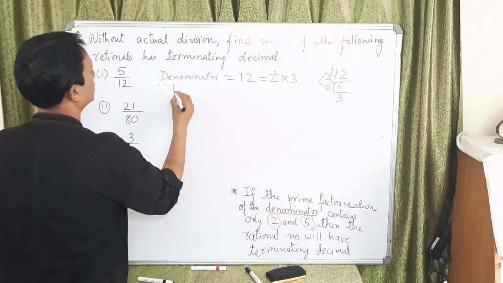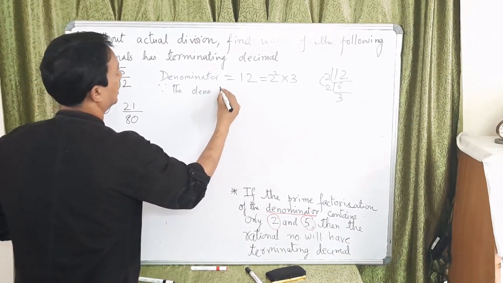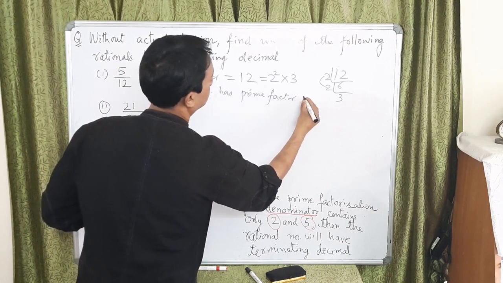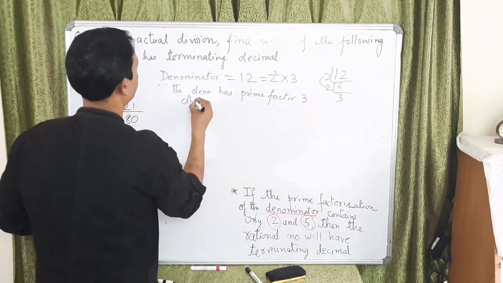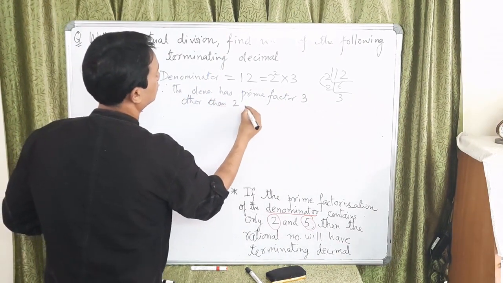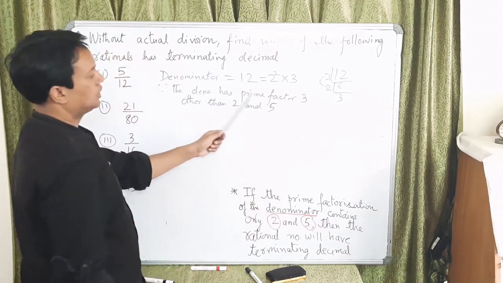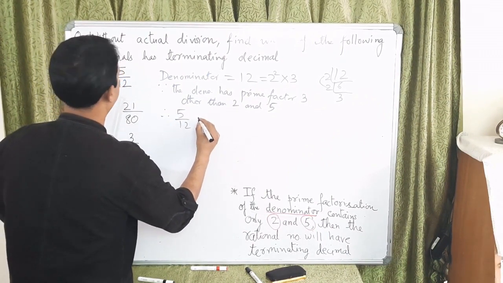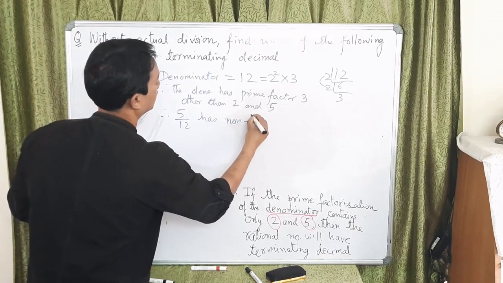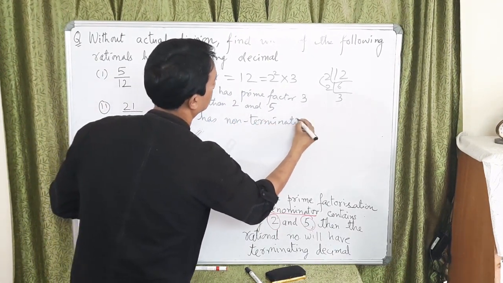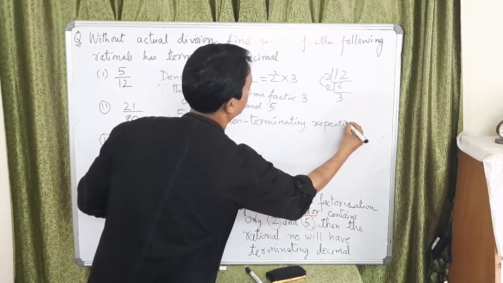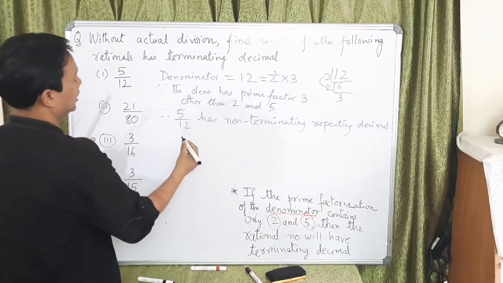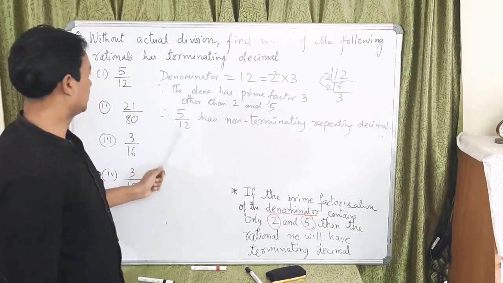So we will write like this. Since the denominator has prime factor 3 other than 2 and 5. Remember, it should not have any other prime number other than 2 and 5, but it has here. So therefore, this 5 by 12 will have non-terminating repeating decimal. And what does it mean? It means if you divide this, the decimal will not stop, but it will start repeating after certain places.